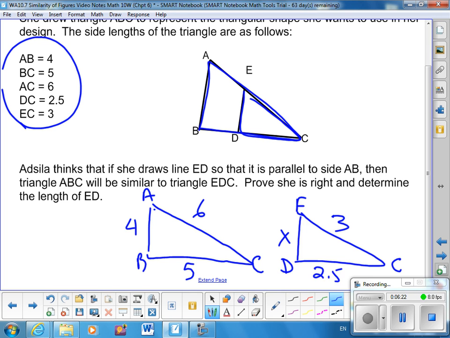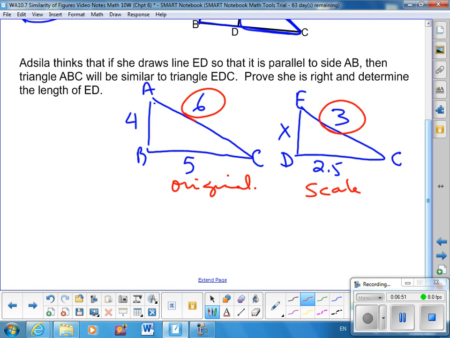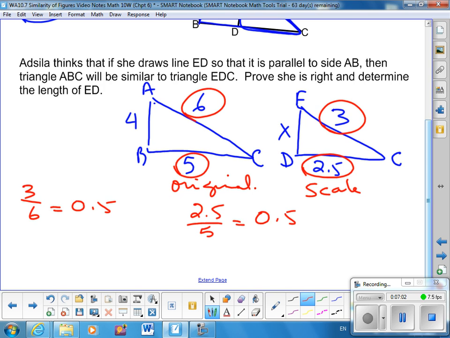Okay? So she thinks that if she draws ED so that it's parallel to AB, then the triangle ABC is similar to EDC. So let's see if these two triangles are similar using our scale factor. We have to find corresponding sides and calculate the scale factor. Now this is the scale drawing because it's the one that doesn't have all the dimensions on it, and this is the original. So we're going to take the scale 3 over the original 6, 0.5. We're going to take the scale 2.5 over the original 5, and it's still 0.5, so I know my two triangles are similar.